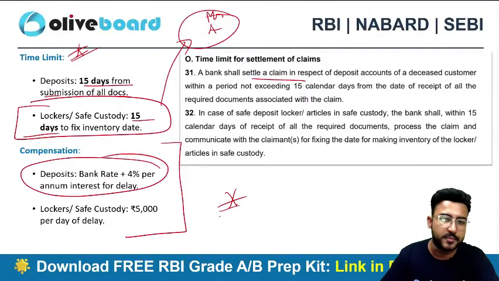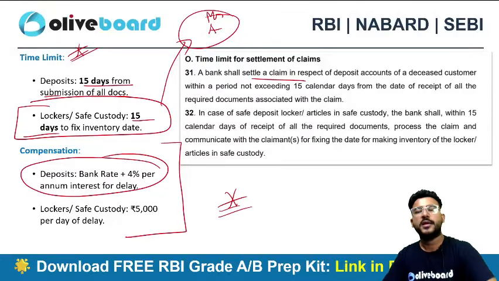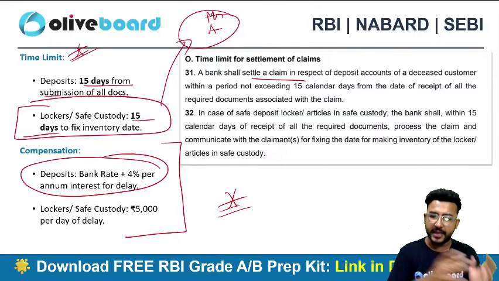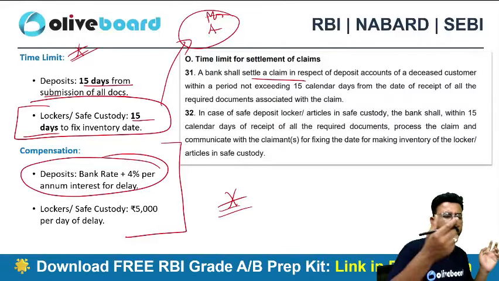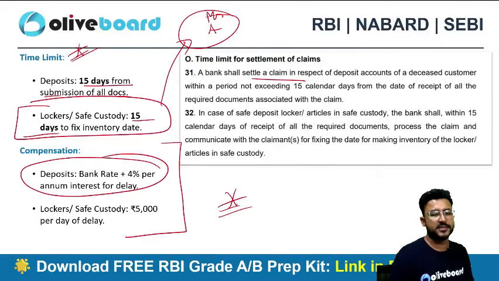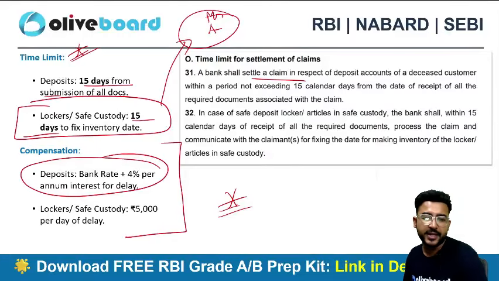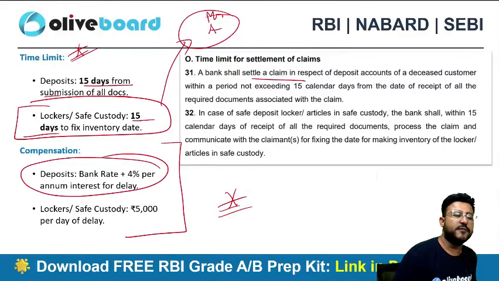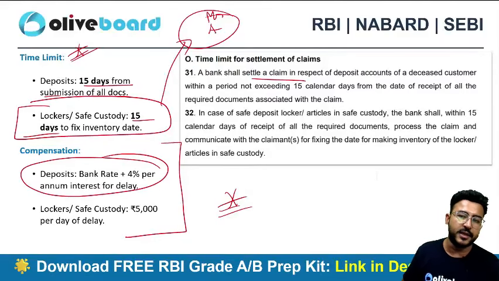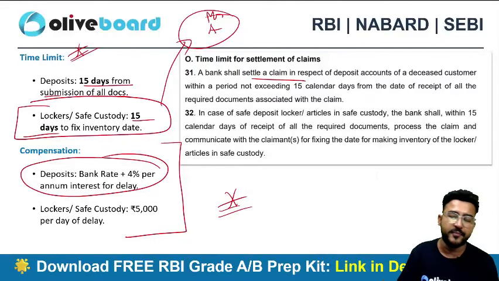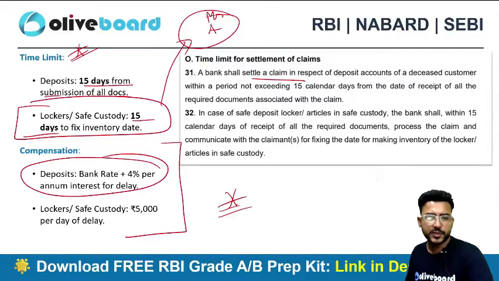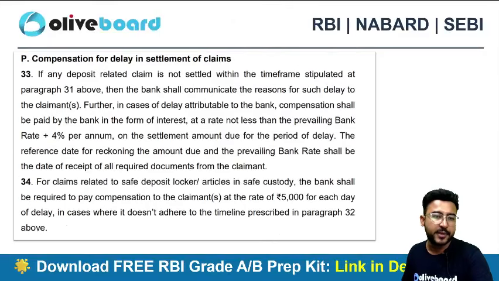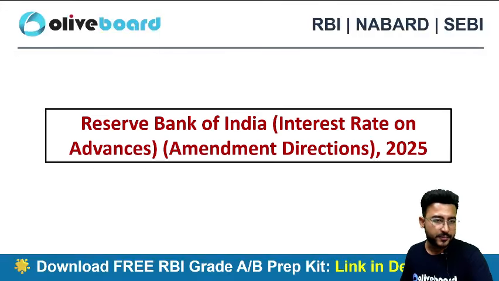So please do remember this timeline and this compensation. In case of any kind of deposit, bank rate plus 4% per annum. Okay, it's a yearly rate. Whatever bank rate is prevailing plus the 4%, you need to pay interest for the delay. Plus, in case of any locker, 5,000 rupees per day is the penalty. 5,000 rupees you need to pay per day. So that's the amount of compensation and time limit that you need to remember here, right?